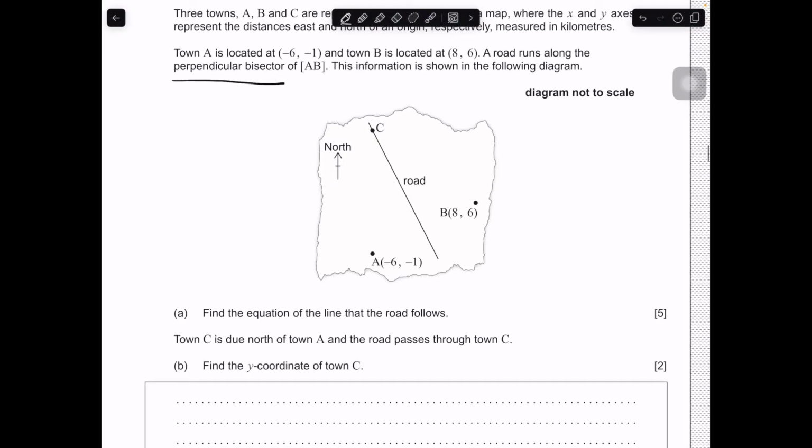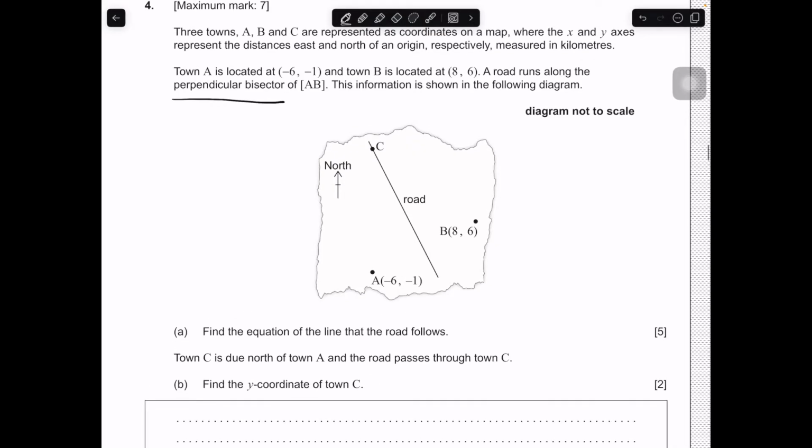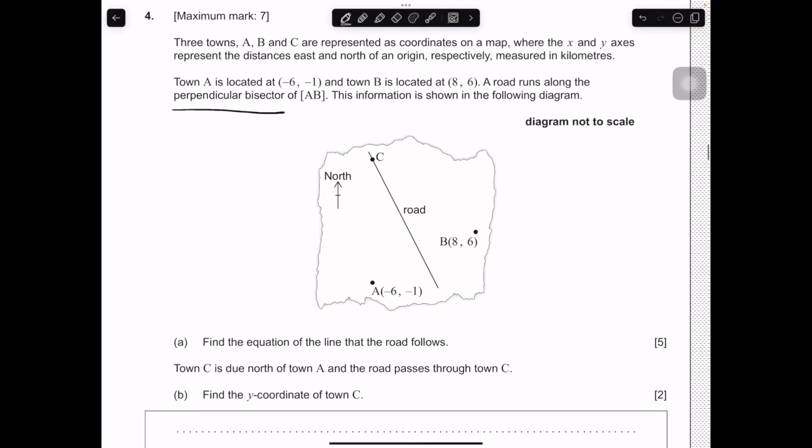Part A asks us to find the equation of the line that the road follows. Okay, so we know the road follows a perpendicular bisector of AB. This is this road right here, and we want to find an equation of this line. Okay, so how could we do that? They kind of scaffold us a little. They say, okay, it's a perpendicular bisector of AB. So essentially, just decontextualize, they're asking us to find the perpendicular bisector of AB. I think we can work through that from there.